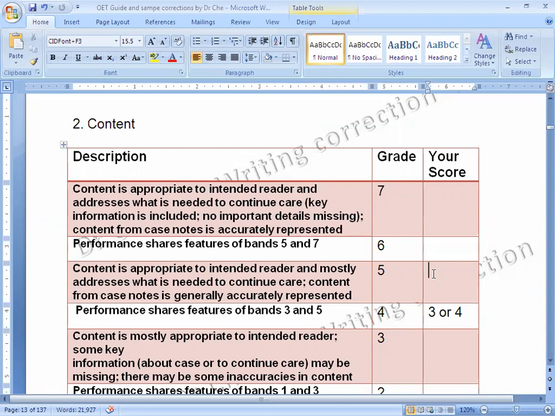If you miss any important thing, then you will lose marks. Content of your letter is appropriate to the intended reader. Let me explain this part.